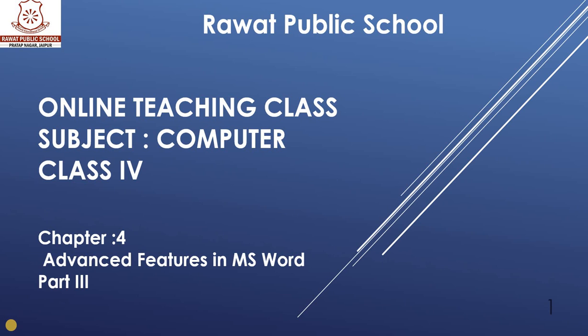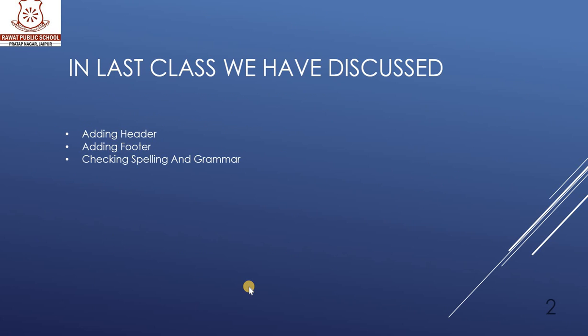It is your computer class for class 4, chapter 4, advanced features in MS Word, part 3. So, in our last class, we discussed how we can add a header in a presentation, how we can add a footer, and how we can check spelling and grammar in a Word document.